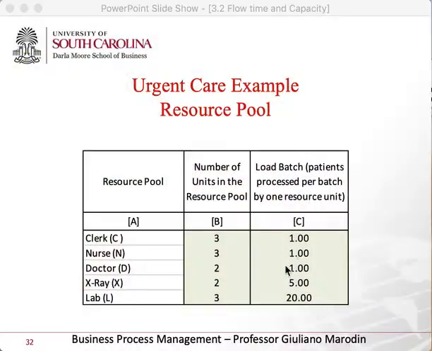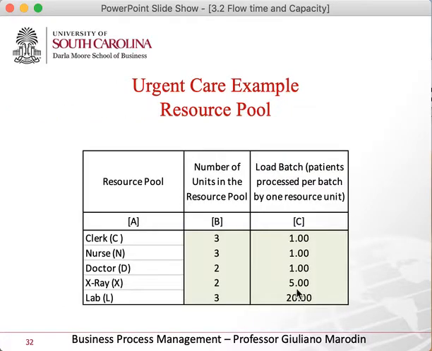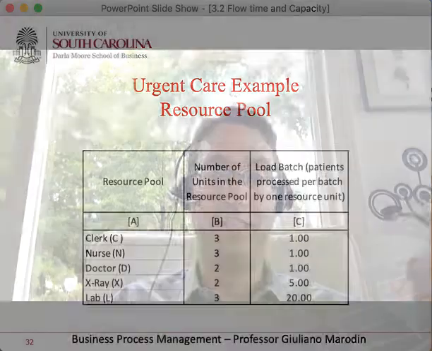So the load batch is here. How many can you do at the same time? Let's say the lab takes 66 minutes here for a product to be done, but you don't get one done every 66 minutes, you have 20 done every 66 minutes, okay?